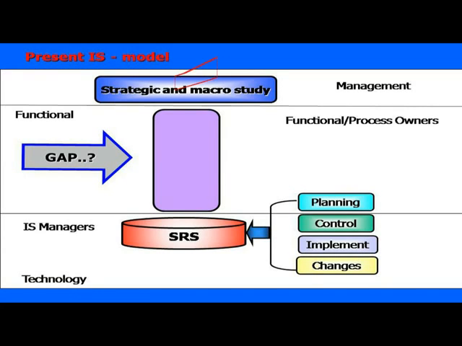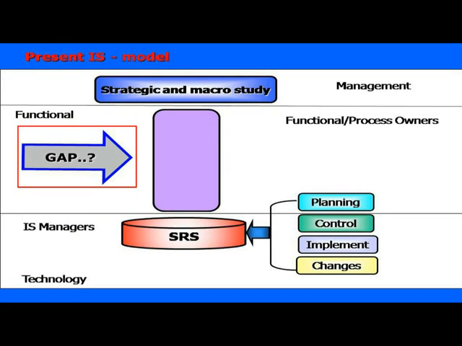Why OPDI? Look at the present information system model. The strategic and macro study, management conducts it. Functional representatives participate as process owners. Information system managers convert these things into SRS, system requirement specifications, as representatives of technology, by which planning, control, implementation and changes rest in SRS with the information system managers.